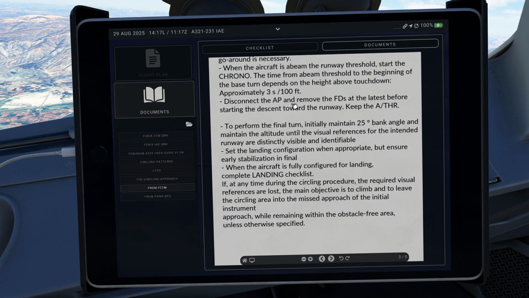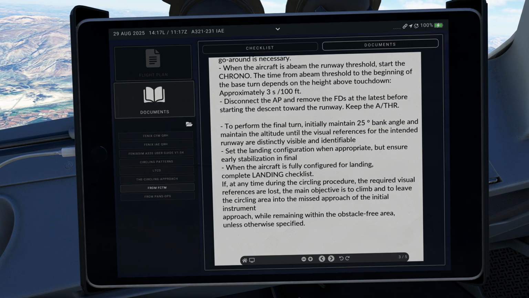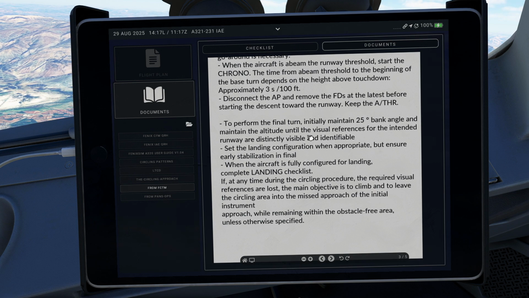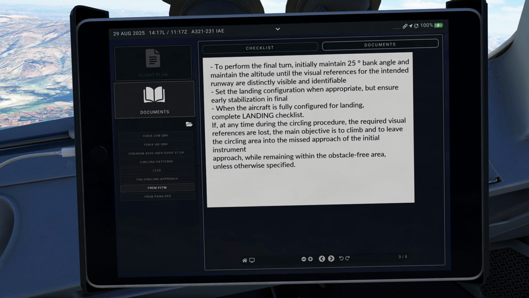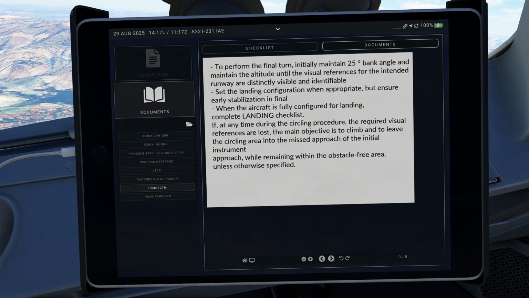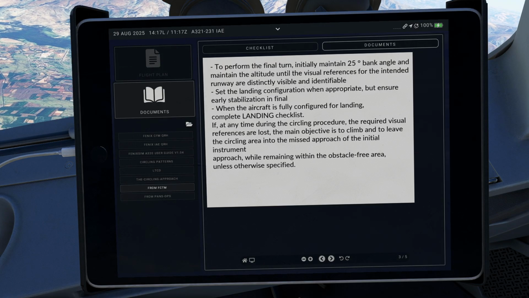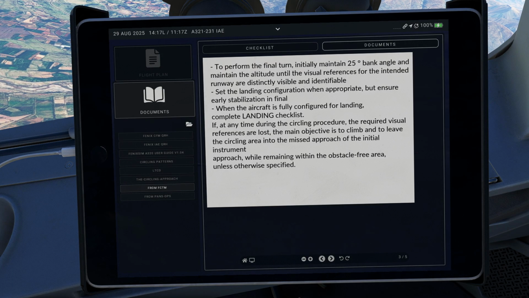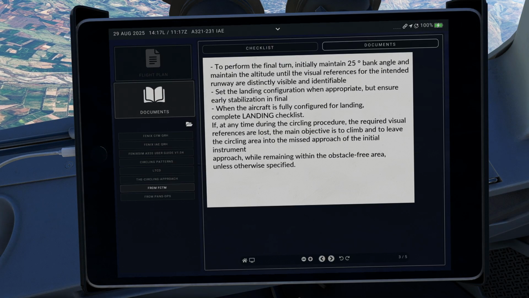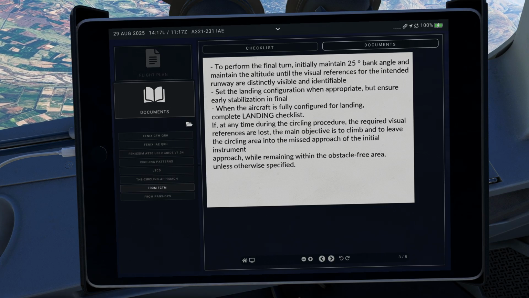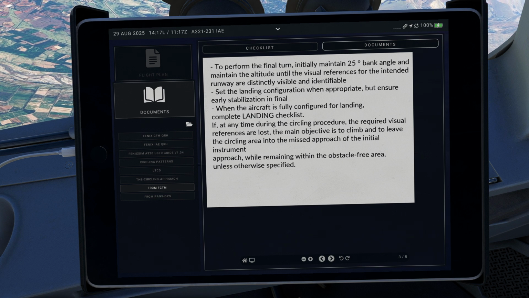Disconnect the autopilot and remove the flight directors at the latest before starting the descent toward the runway. Keep the auto thrust on. To perform the final turn, initially maintain 25 degrees bank angle and maintain the altitude until the visual reference for the intended runway are distinctly visible and identifiable. Set the landing configuration when appropriate. It means full flap, but ensure early stabilization in final. When the aircraft is fully configured for landing, complete the landing checklist.